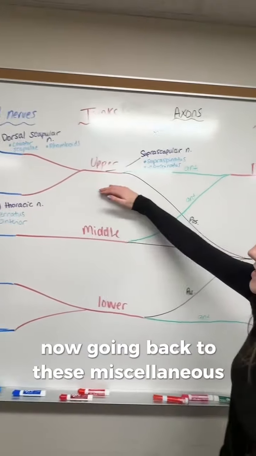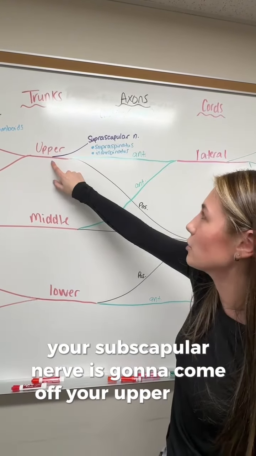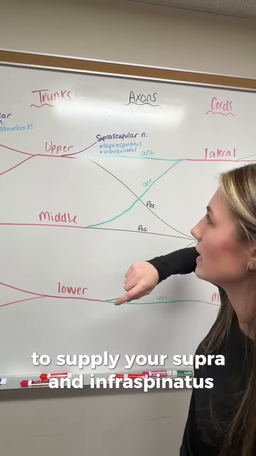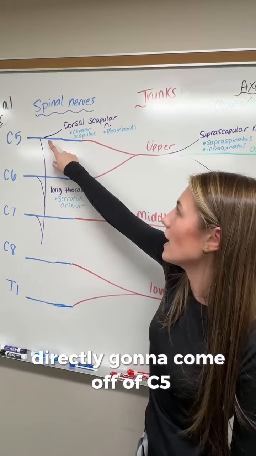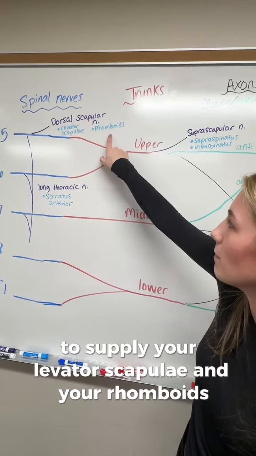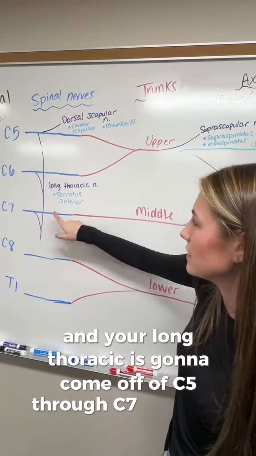Now going back to these miscellaneous nerves, your subscapular nerve is going to come off your upper trunk to supply your supra and infraspinatus. Your dorsal scapular nerve is directly going to come off of C5 to supply your levator scapulae and your rhomboids. And your long thoracic is going to come off of C5 through C7 to supply your serratus anterior.